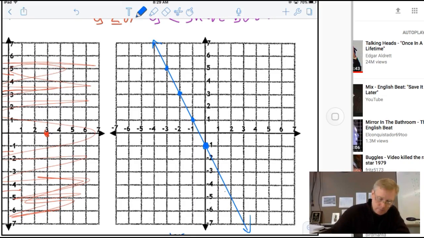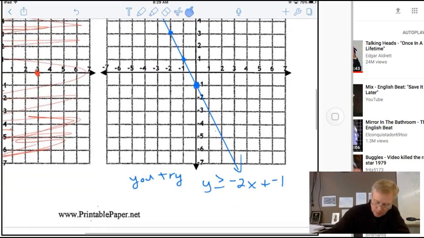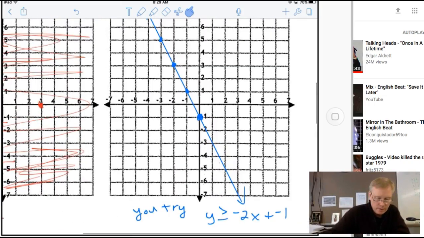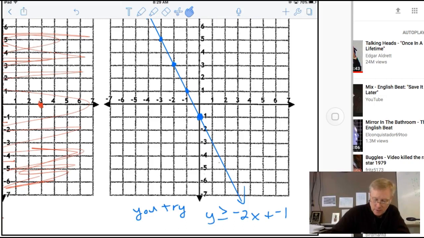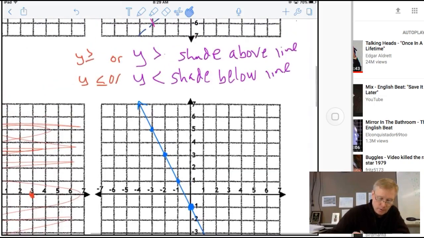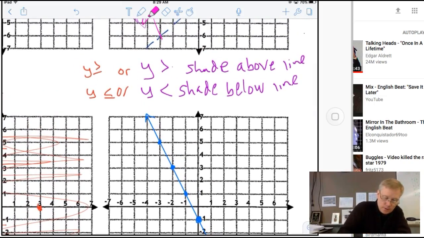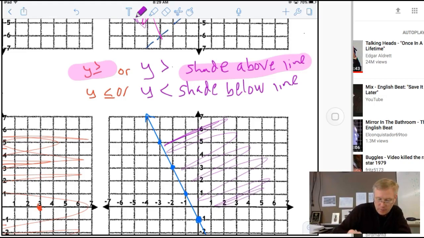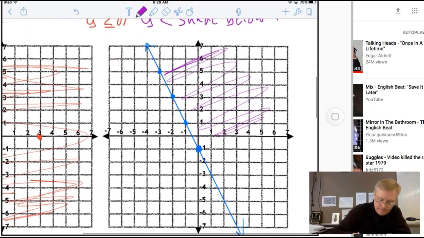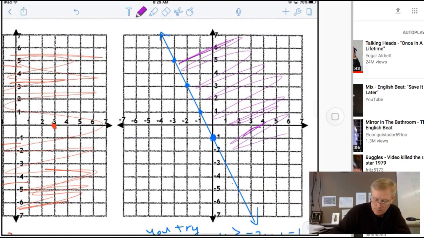Goes that way. All right, so there's the boundary line. This is a solid line because it's got the "or equal to" underneath it. And let's see, I'm going to do it the shortcut. This is y is greater than or equal to. So like up here, that would be y is greater than or equal to. So I'm going to shade above the line. And I'll change colors just so it looks a little different. It's above the line. And there it is. All right, so far so good.